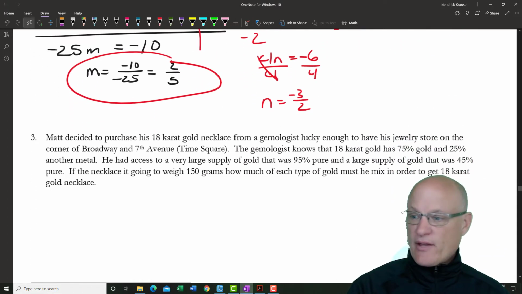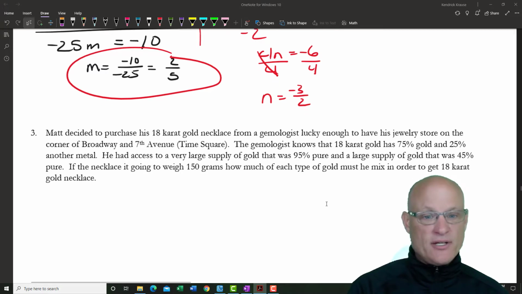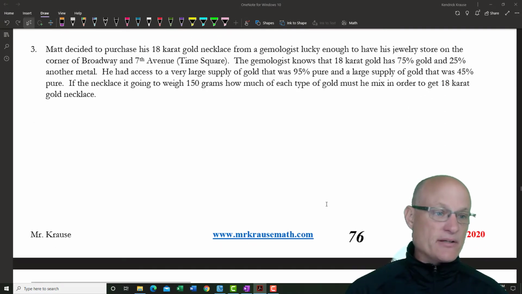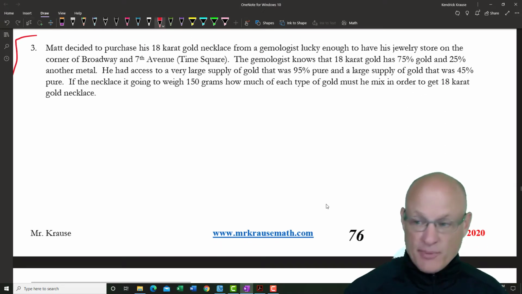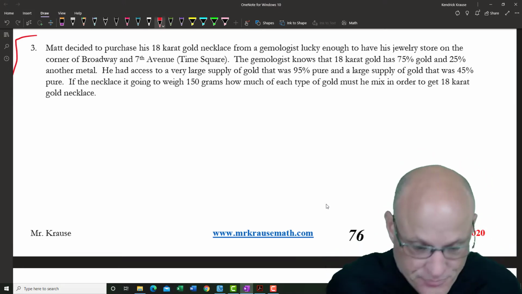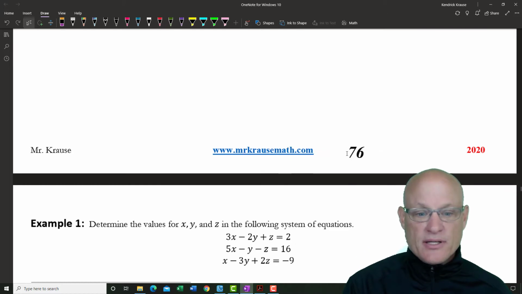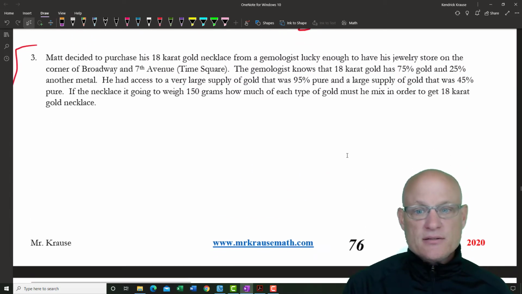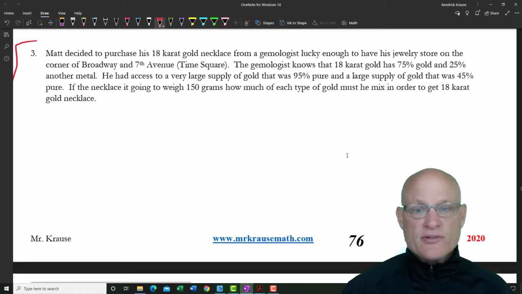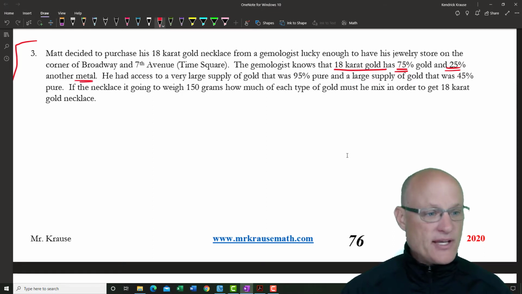Oh, man. This one's a crazy question. This is like a challenge question. If you don't do this one, that's not a big deal. But it is a crazy question. So if you read through it, it says an 18-karat gold bracelet has 75% gold and 25% another metal. So let's say I have this big chunk of metal like this.